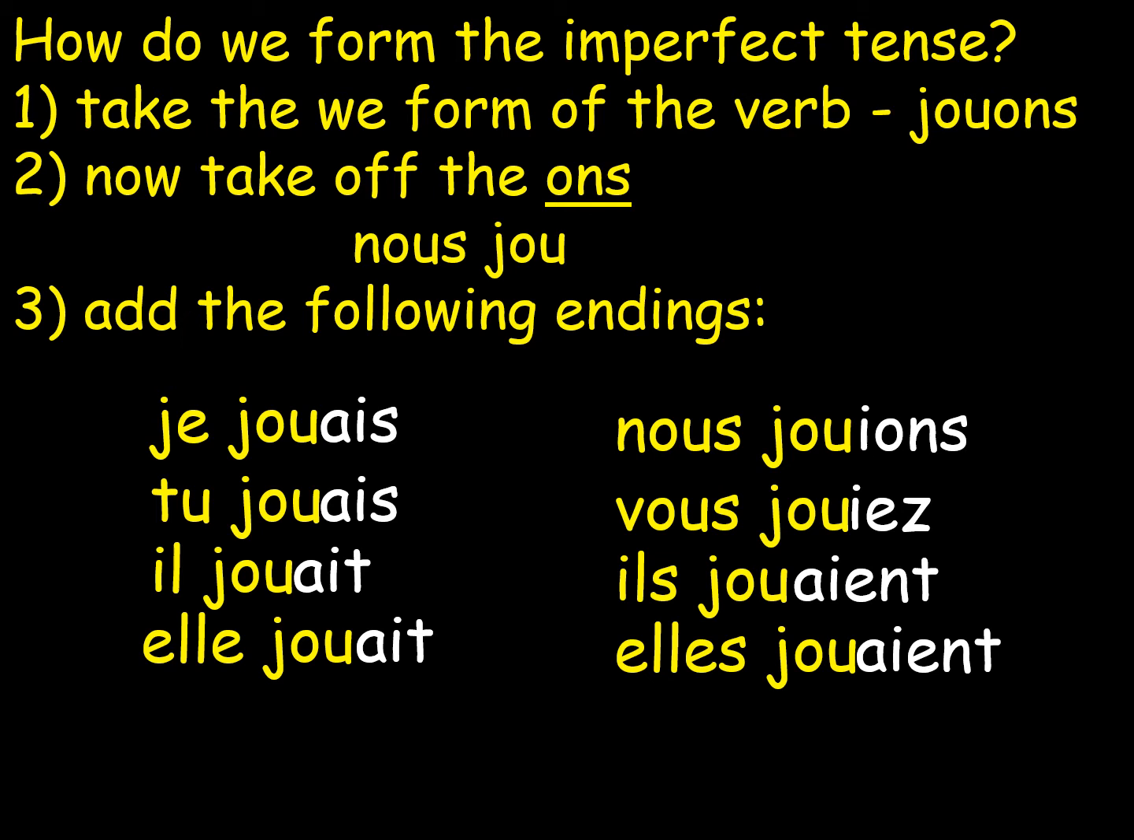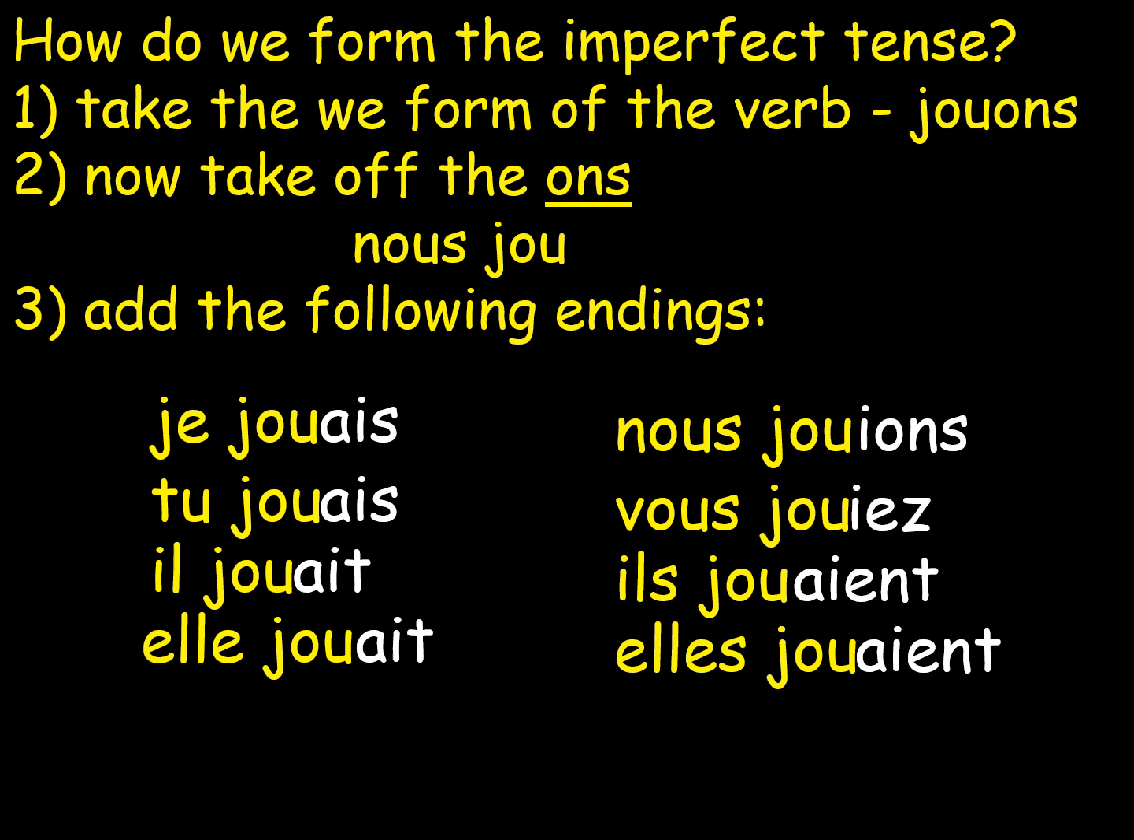So don't worry about this too much. We're going to go through some examples in a moment. It's probably easier to try and work it out with some examples. So just to confirm that again, what happens? First of all, we need to think about the present tense to find our stem, to find the jou, J-O-U. So in order to find the stem, we have to find the we form in the present tense. So here, as you can see towards the top there, it's jouons. And we take off the ONS, which leaves us with our stem. And then we add on the following endings.